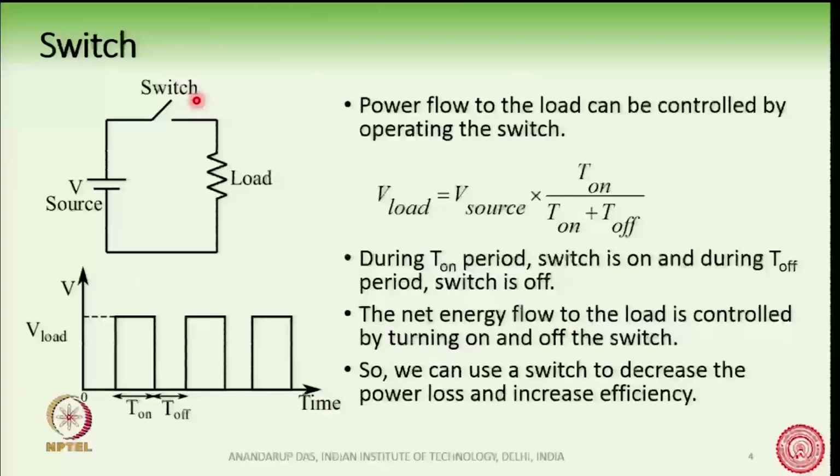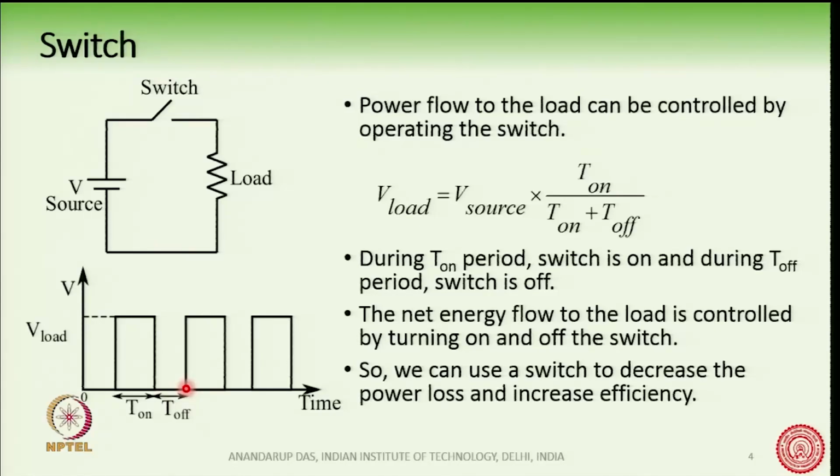Then we see that with this switch, power flow to the load can be controlled by turning the switch on and off. If I turn on the switch, then the voltage of the source is impressed across the load. If I turn off the switch, no voltage comes across the load. So, the voltage on the load is a series of pulses, which is shown in this diagram. When I turn on the switch, that is this T on period, the load voltage is equal to the source voltage. When I turn off the switch, the load voltage is 0.